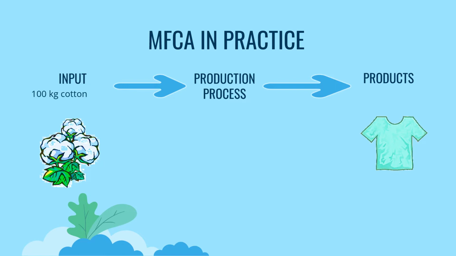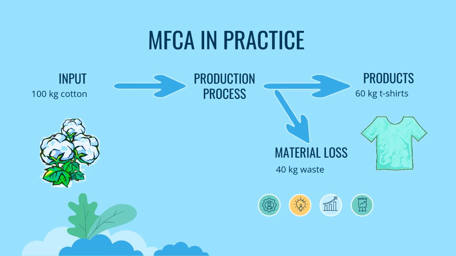If we put 100 kilograms of cotton as input into our processing unit, and we got 60 kilograms of t-shirts out, we know that we've lost 40 kilograms of material in the manufacturing process. This is what we call material loss. The next step is then to evaluate monetary values associated with those material losses. The 4 types of associated costs mentioned before are also quantified.